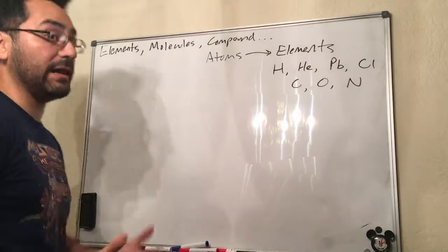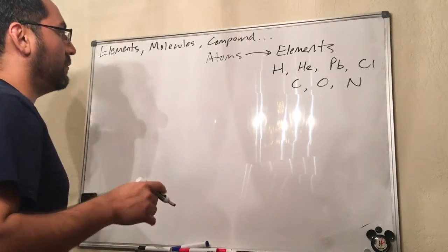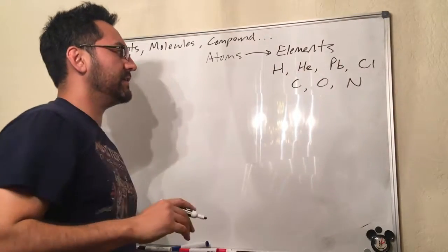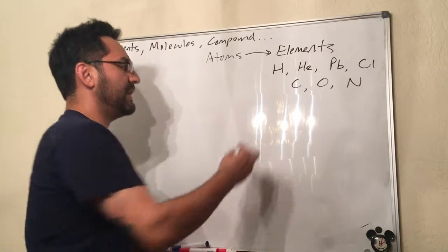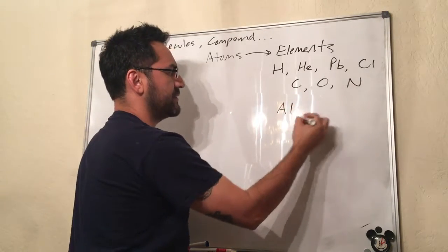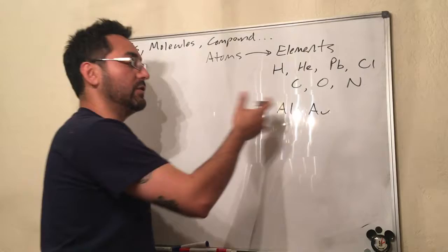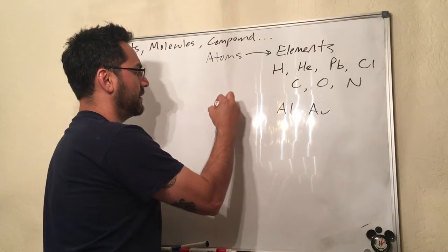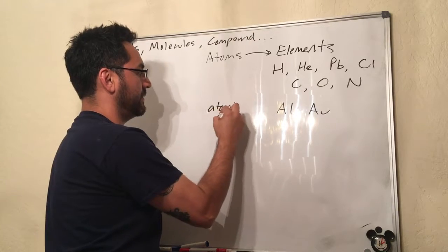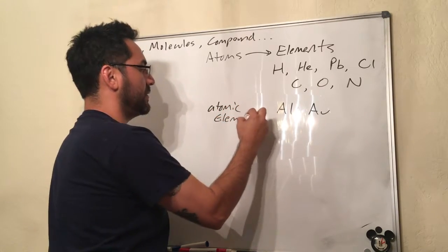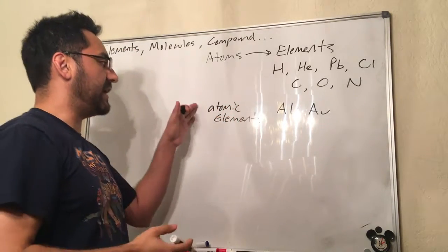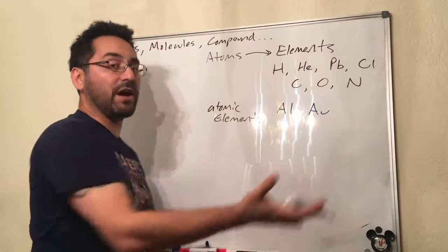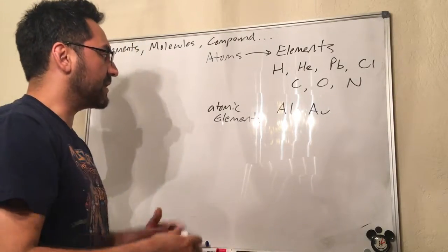So these are elements. Now, when they are found by themselves like this, such as silver or gold, or aluminum, we would call these atomic elements. You might be thinking, why do we even have to say atomic elements? Of course they're atomic, right?